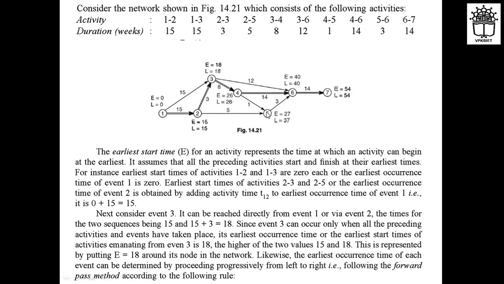Now again for 5 you can calculate the E value, the earliest start time. So activity 5 can start only after completing activities 4 and 2. So for this, the time we require will be 26 plus 1, that is 27, and for this it is 15 plus 5, that is 20. So you have to take the maximum, that is 27 here. Same for the 6 we have calculated 40, and same for the 7 it will be 54.